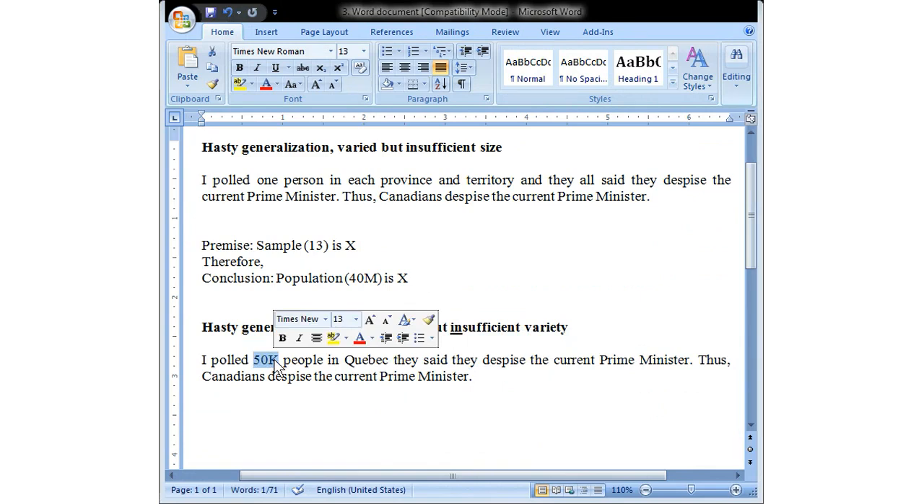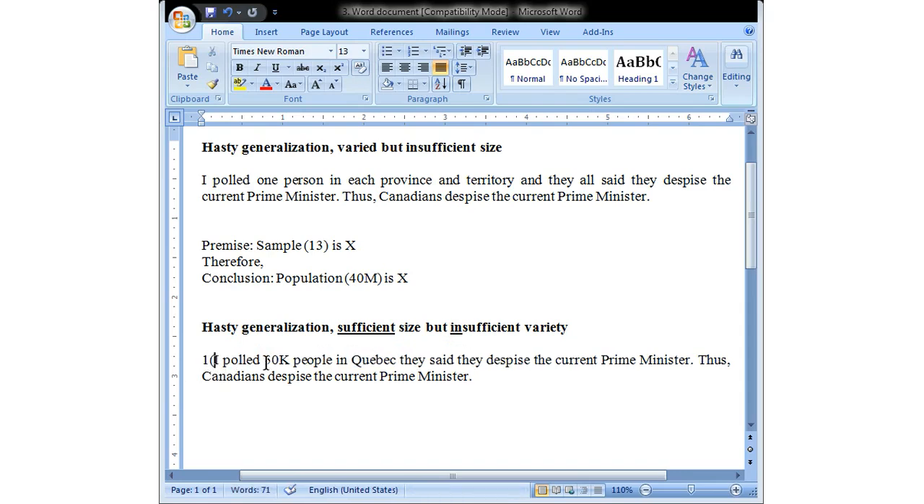So that's terrific. But the problem is, if the conclusion is going to range over Canadians, that's a great premise for supporting a different conclusion, right? Given this premise, I polled 50K people in Quebec, and they say they despise the current prime minister. Thus, what would be a conclusion that this could actually support without making a fallacy? It all hinges on what the premises are and what the conclusion is. What would be a conclusion here that would make this a perfectly fine argument? Yeah, people in Quebec despise the current prime minister. So suppose that's your conclusion.